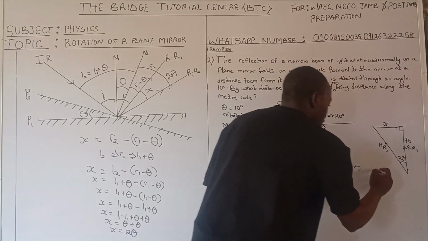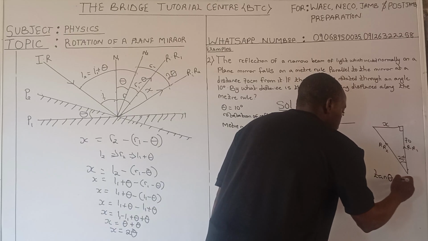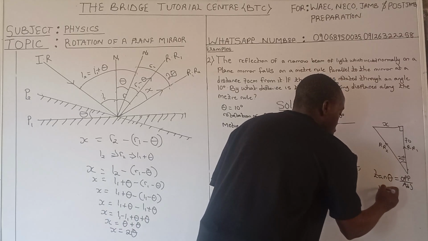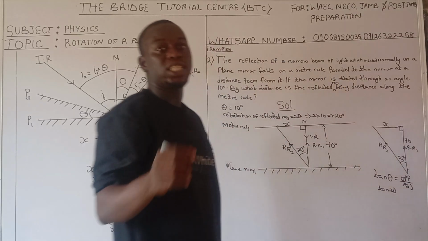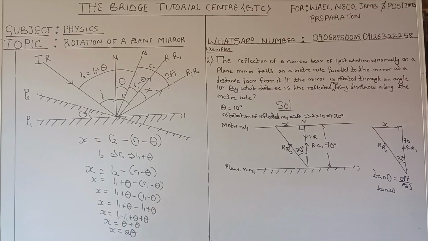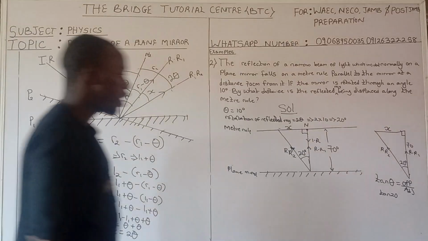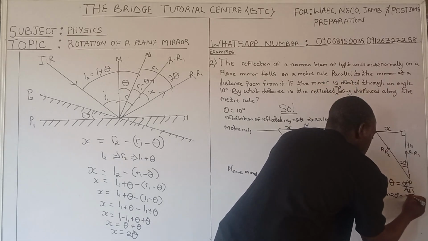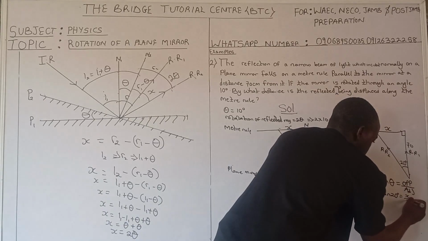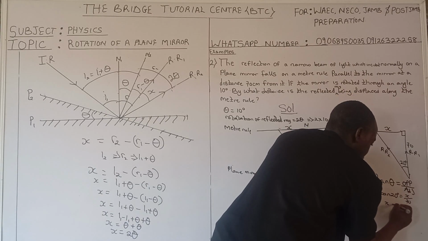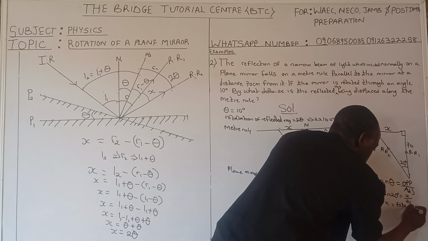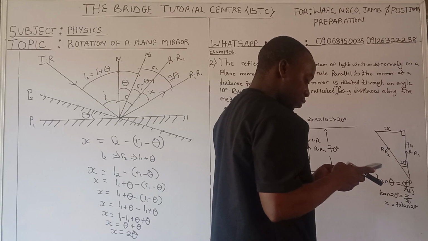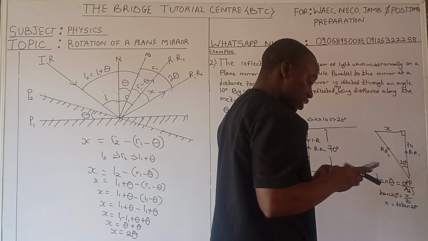So we use tan. We have tan theta equals opposite over adjacent. So we have tan 20 degrees equals our opposite, which is x, divided by our adjacent, which is 70 centimeters. So finally we have x equals 70 tan 20 degrees. Then you press this one. So use your calculator: 70 tan 20 degrees. So what do we have?